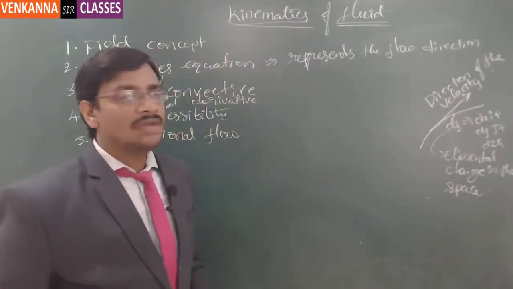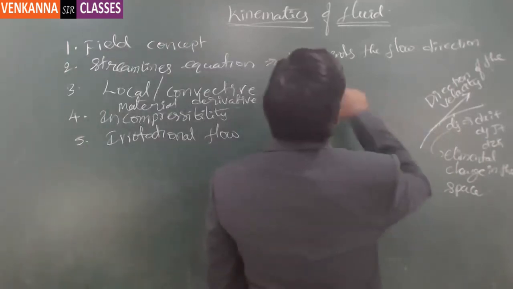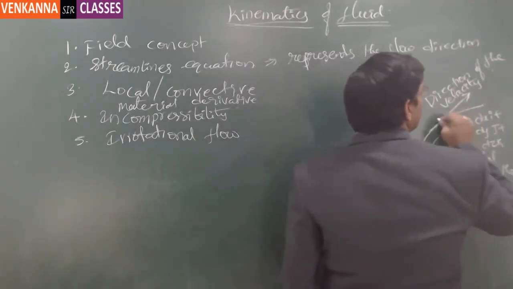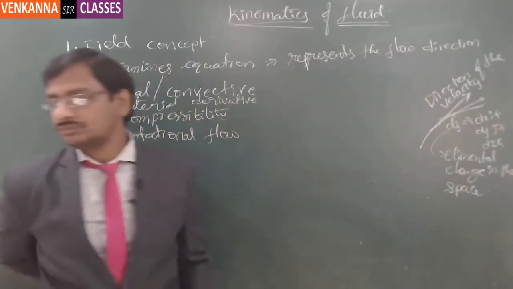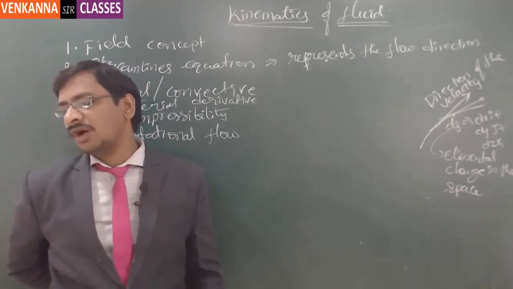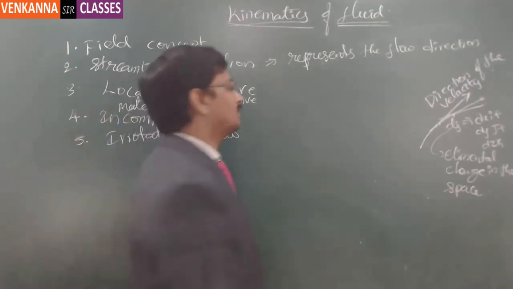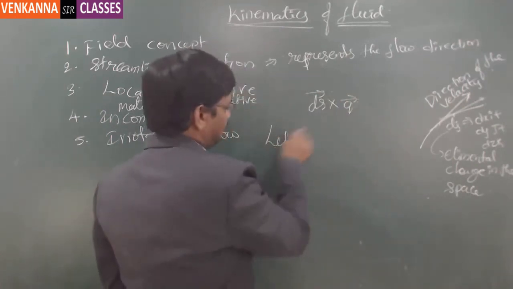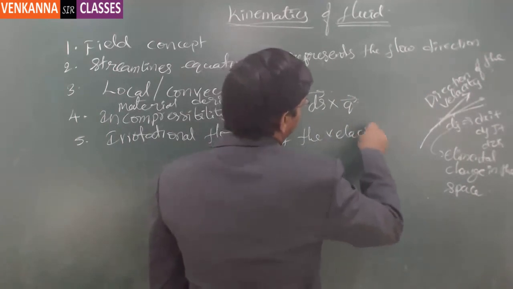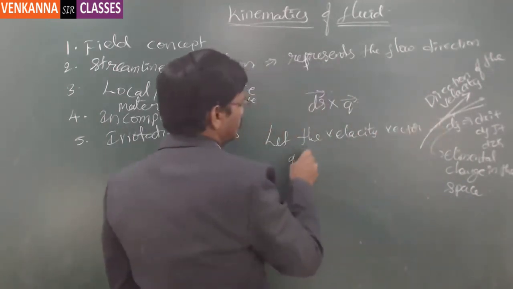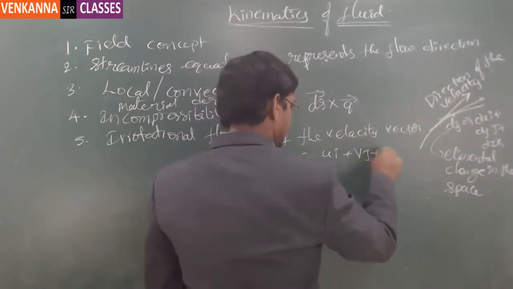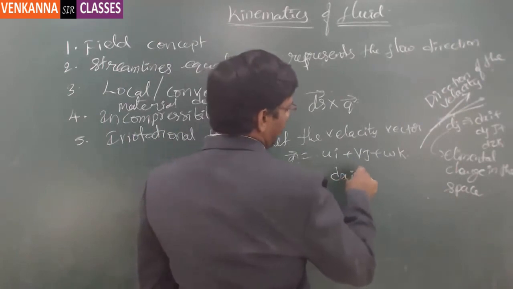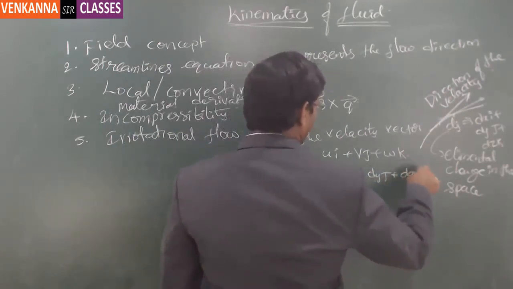Now, if I want to derive the equation of the flow direction, the condition will be that if I draw a tangent at any point, it has to exactly match the ds direction. Correct or not? As ds tends to 0, the tangent will always have to match in the same direction. So that means ds cross q. Q is nothing but the velocity. Let the velocity vector q be equal to ui plus vj plus wk. So this is the velocity vector, and the space vector is dx into i plus dy into j plus dz into k. So this is the space vector.